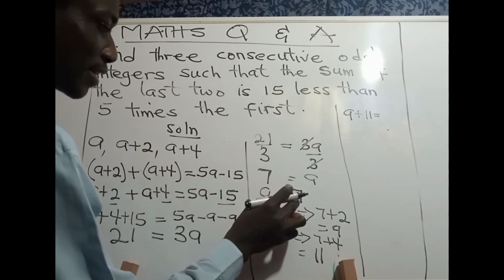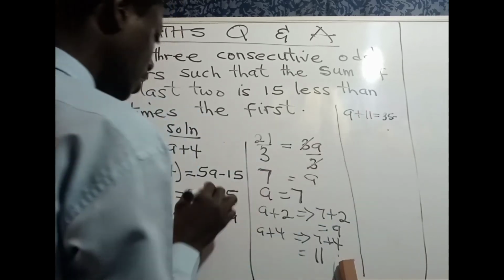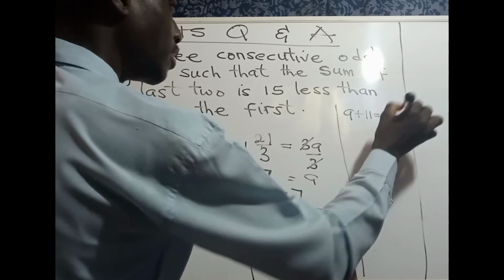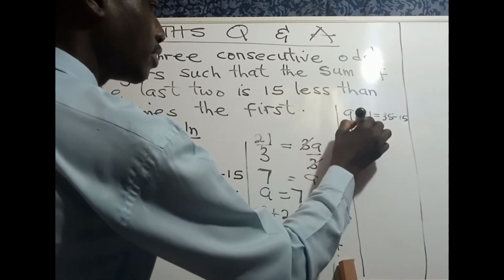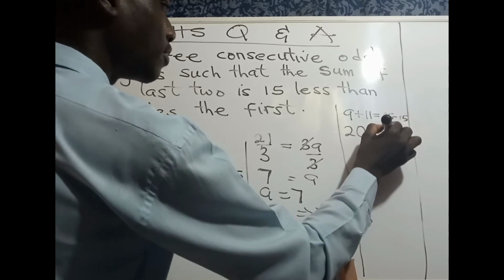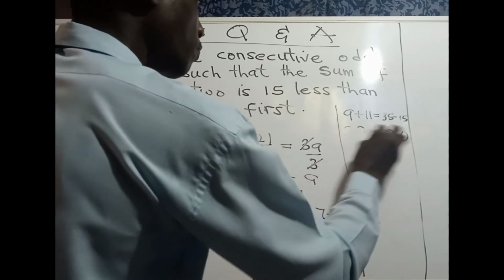So 5 multiply 7 give us what? 35, right? And then we have 15 here. Okay, so 9 plus 11 give us 20, equal to 35 plus 15 give us what? 20. So that means our answer is correct, right? We have been able to prove that.